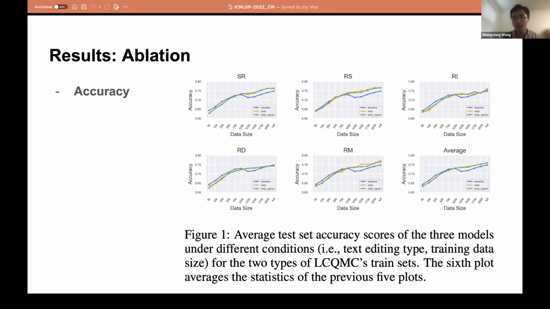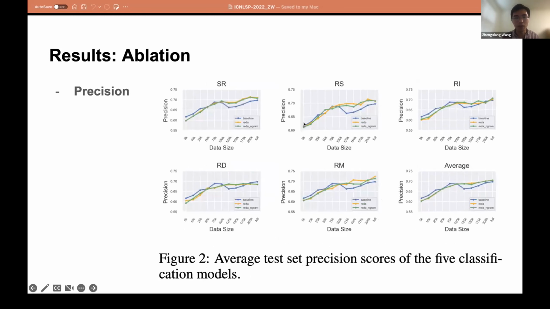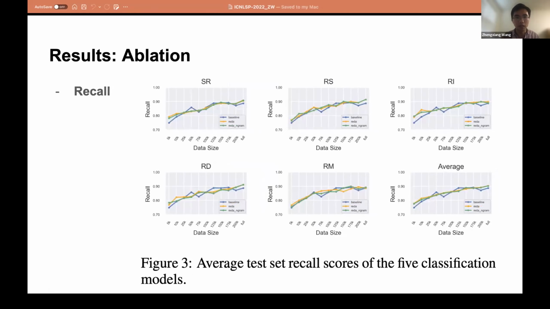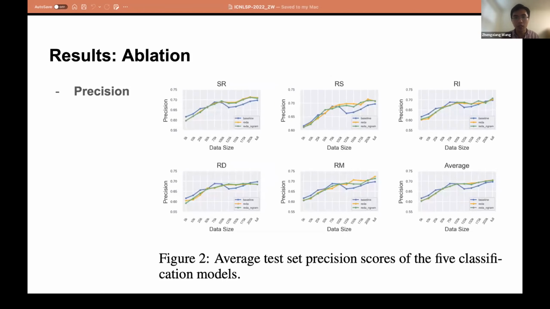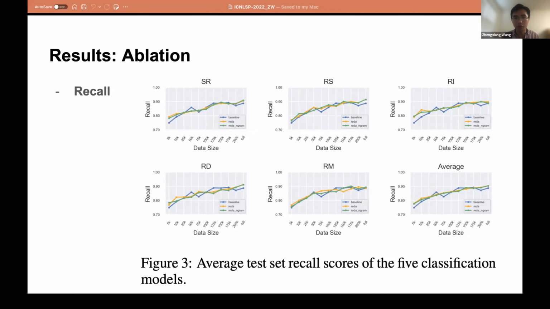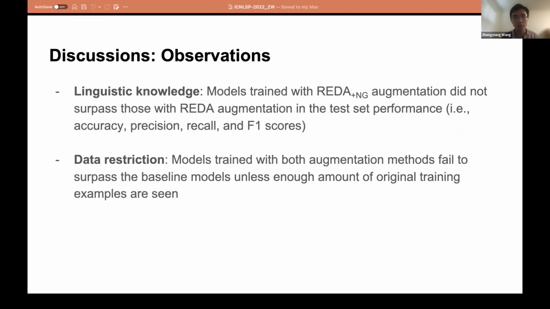And to explain this, I also plotted the results on precision score. And it can be seen that there is a strong correlation between the precision score and the accuracy. Again, that might mean that the models are only able to mitigate the negative effects of augmented text when enough examples are seen. That improves the precision score. And here is the recall score. There is no pattern of correlation between recall and the accuracy or precision.